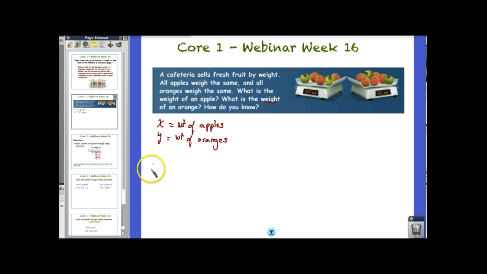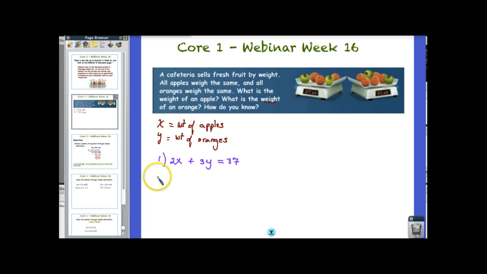So let's go ahead and build our first equation based on the first scale. I need apples. So how many apples do I have? Well, I have two apples times however much they weigh, and x represents what they weigh, plus three oranges times however much those weigh, and y represents how much those weigh, and that is going to be equal to 37 ounces. It says right there on the scale that the total weighs 37 ounces. Okay, so I'm pretty good.